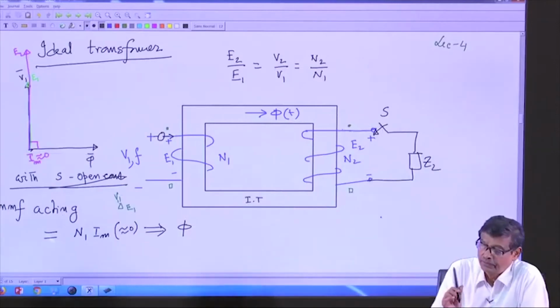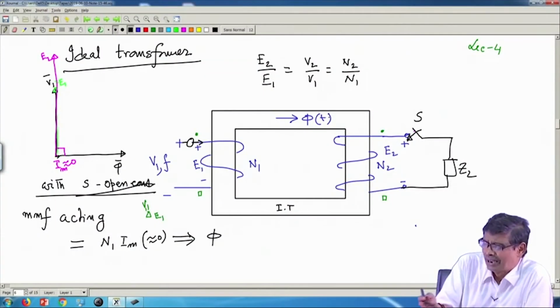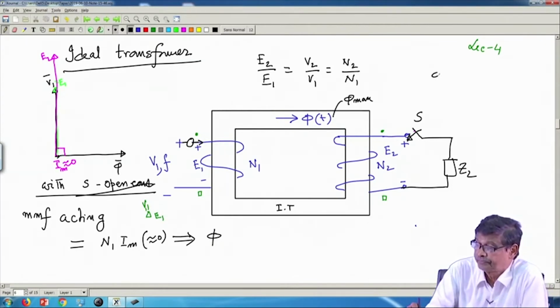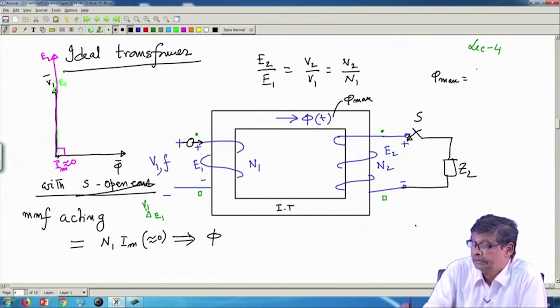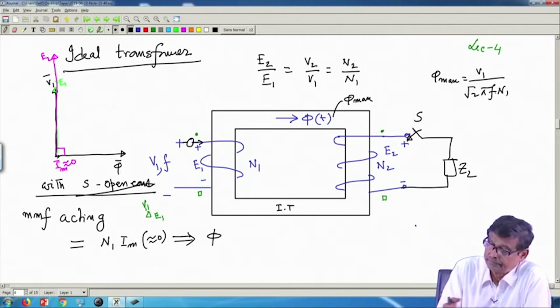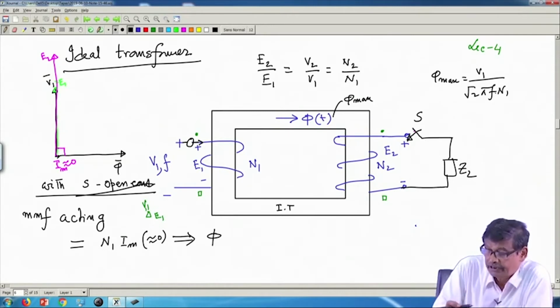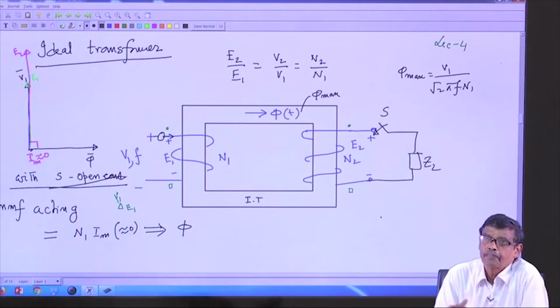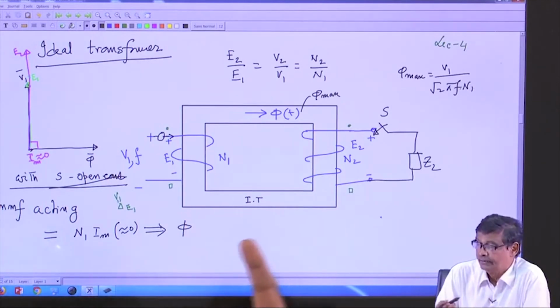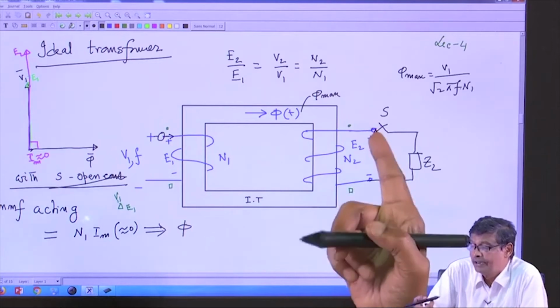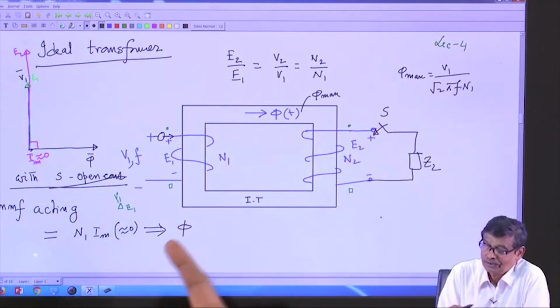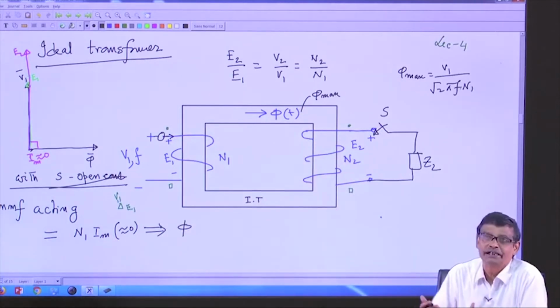When the S was open, what was the flux? How to tell flux? You tell phi max and frequency. Phi max was fixed, I am writing it many a times, root 2 pi f N1. That was phi max, it was fixed, and this phi max has to be there in order that KVL will be satisfied on the primary loop. Now, what I am telling, whether this switch is opened or closed, the flux in the core cannot change.